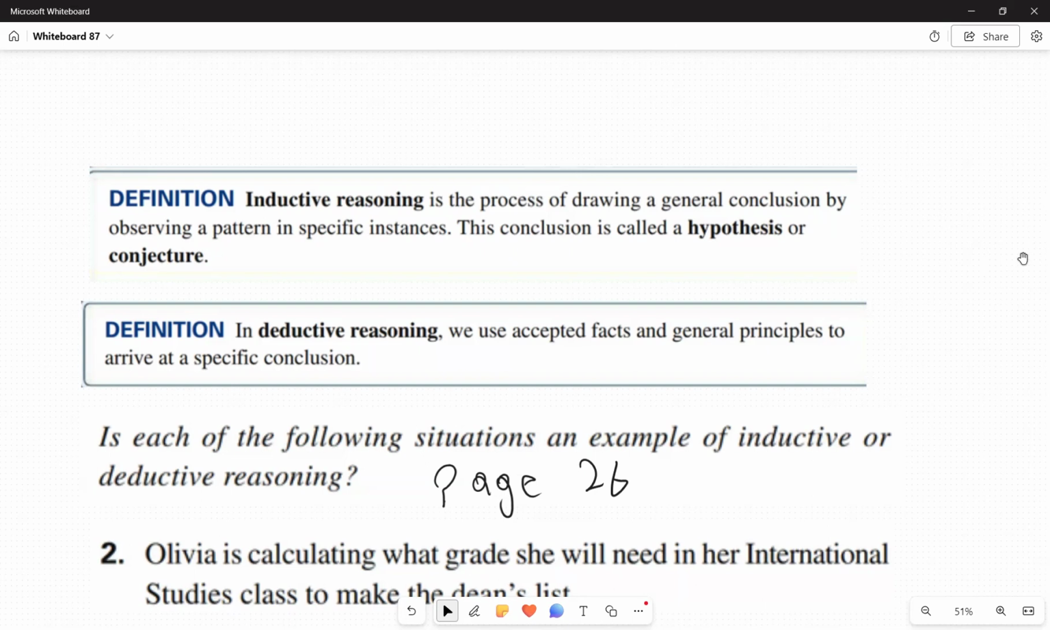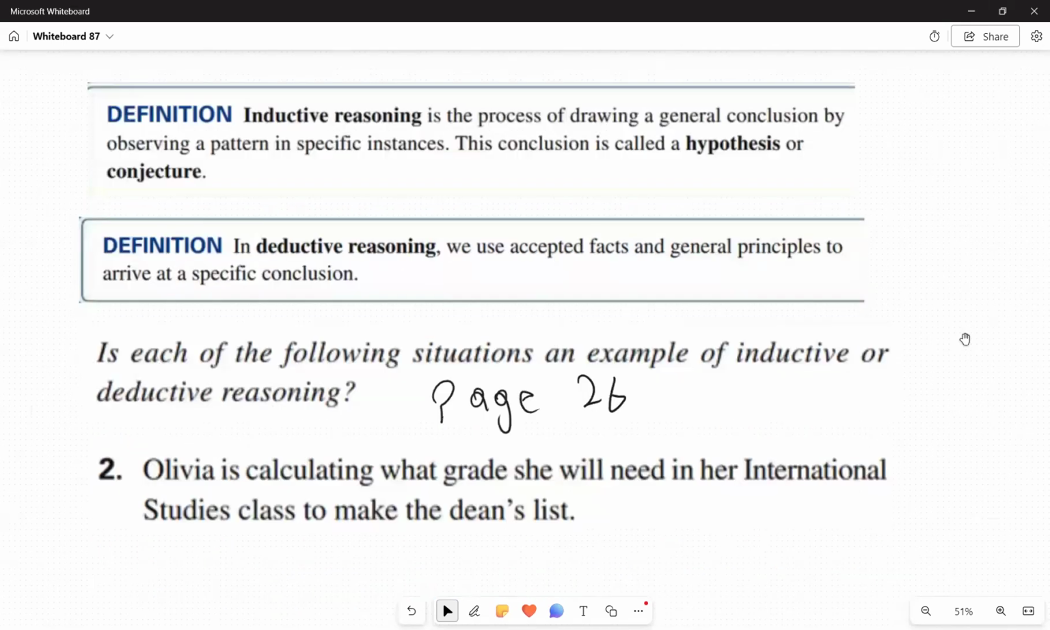So in inductive reasoning, we can never prove the conclusion. You can just state whether the reasoning is strong or weak. And in deductive reasoning, we use general principles to prove something specific. So these situations are in example 20 on page 26.